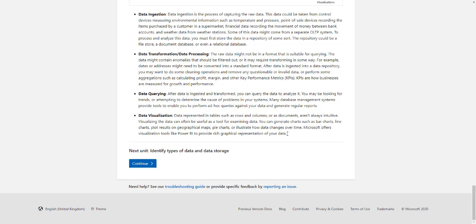Data visualization. Data represented in tables such as rows and columns or as documents aren't always intuitive. Visualizing the data can often be useful as a tool for examining data. You can generate charts such as bar charts, line charts, plot results on geographical maps, pie charts, or illustrate how data changes over time. Microsoft offers visualization tools like Power BI to provide rich graphical representation of your data.